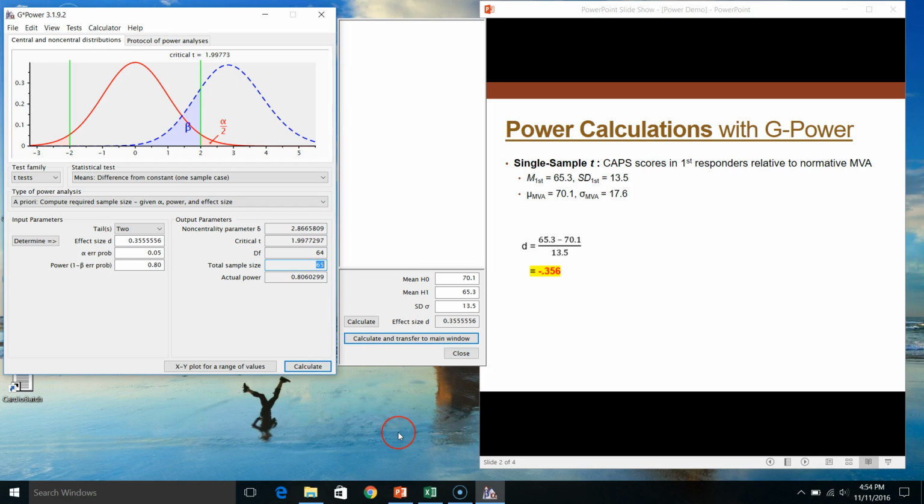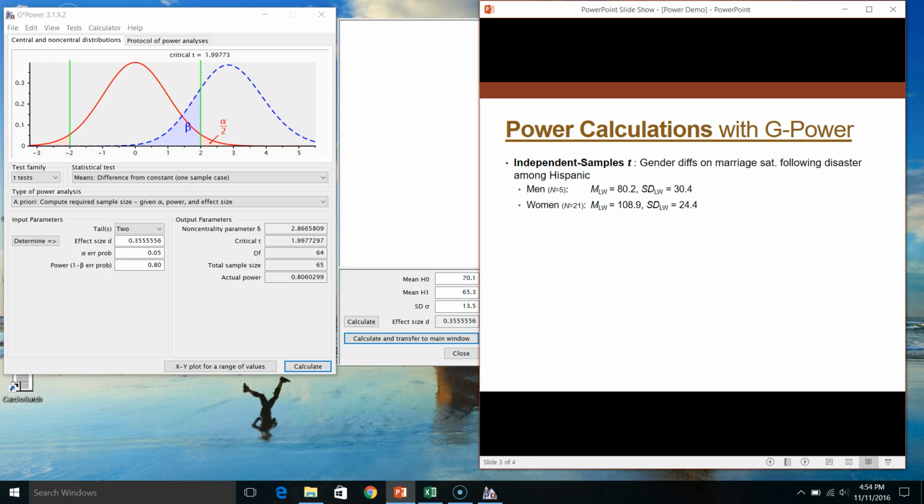Okay, so going over to our independent sample test. Here we've got a study looking at gender differences in marital satisfaction following disaster among a group of Hispanic individuals.